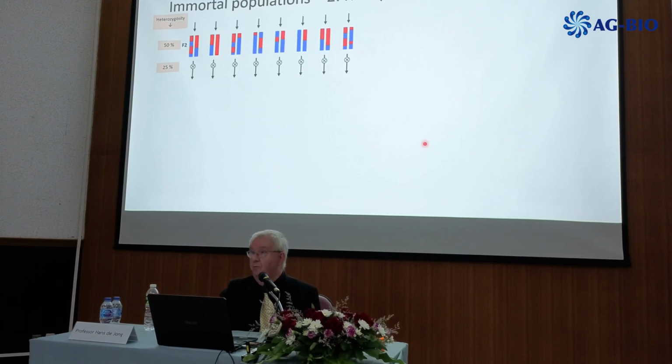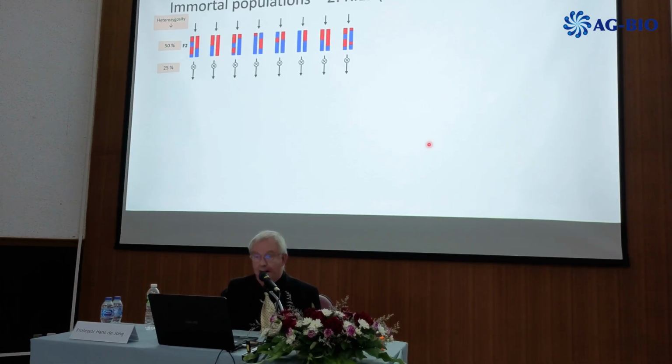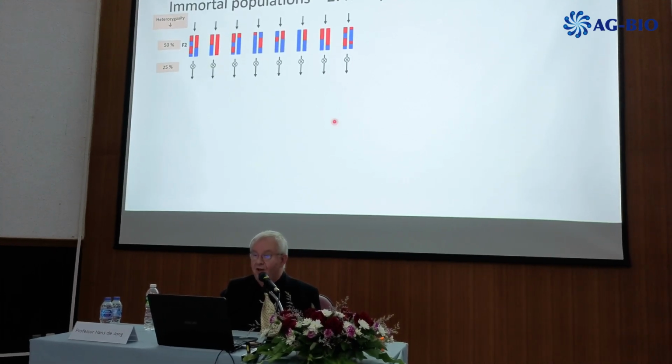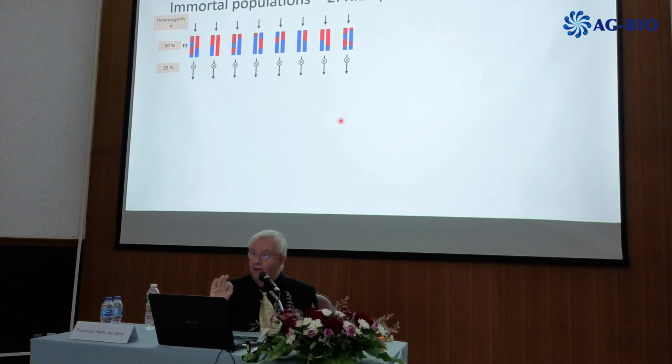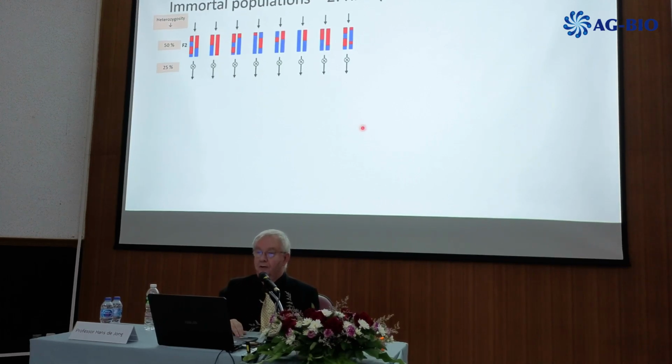Now we come to the most important class of what we call immortal populations. Immortal does not mean that a plant will never die. No, it means that the genetic information of every plant in an immortal population will, by selfing, give an offspring that is completely identical to the mother plant. That is what immortal means. It is immortal in a genetic sense.